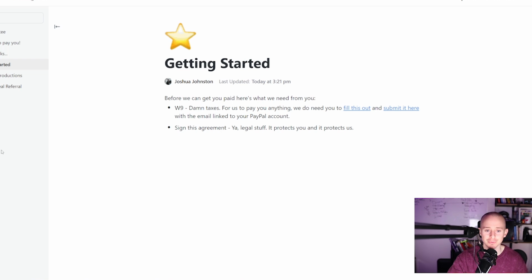We need a W-9, damn taxes. Okay. For us to pay you anything, you need to fill this out. We link them directly to a W-9 form, and then we have a submission link for them that they can submit it here. And this goes into our project management. That way we have access to everything, and when we go to tax time, we know where it's at and it's all organized for us.